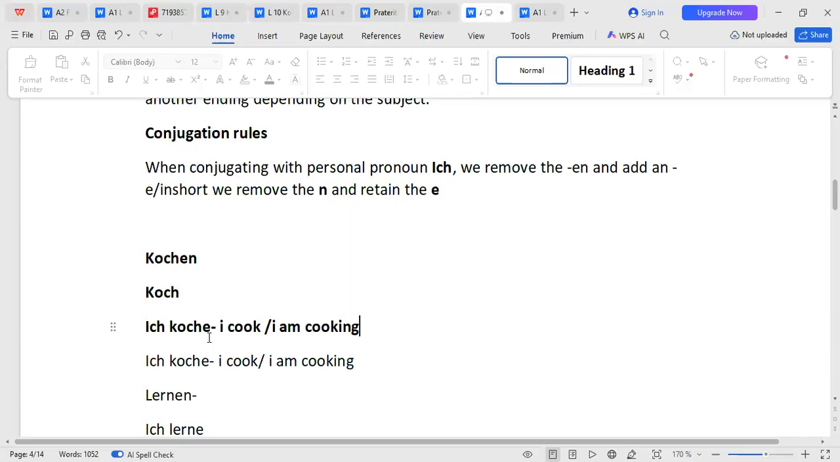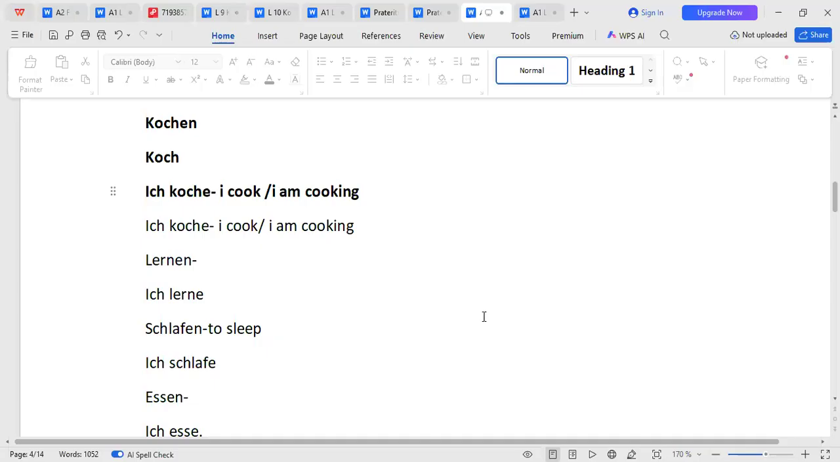So that is the first rule. If you have the verb, remove the en from the verb and remain with the koch. So if you want to say with subject ich, ich means I, just put an e at the end. Say ich koche. I'm cooking. If you have lernen, lernen is to learn. Just remove the en from lernen, and you will have lern. So with ich, just say ich lerne.